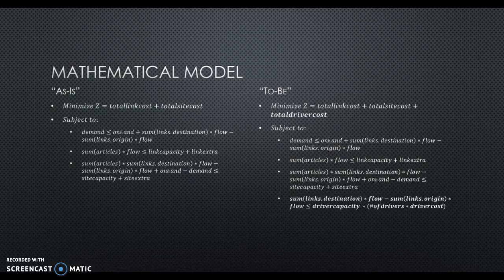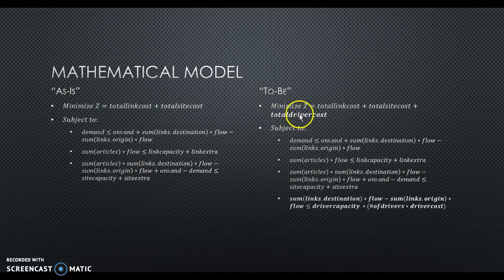The second one is the sum of the articles. The articles, again, are the products. So the number of articles times the flow has to be less than my link capacity plus my link extra. And then lastly is my sum of the articles times the sum of the links, and so on. So I'm not going to leave that free there. So what am I going to change?